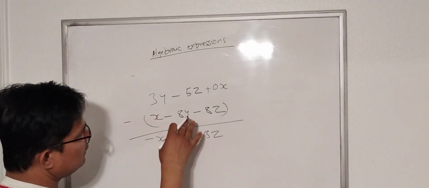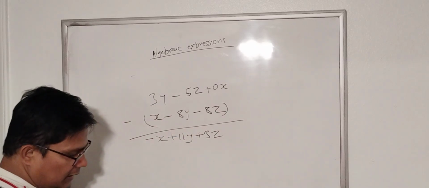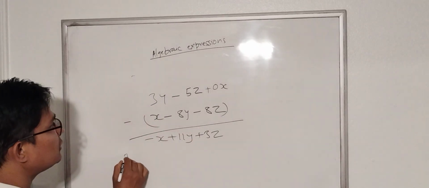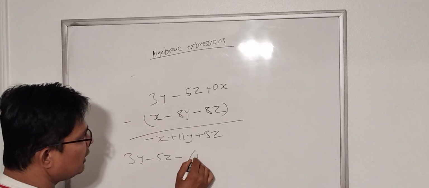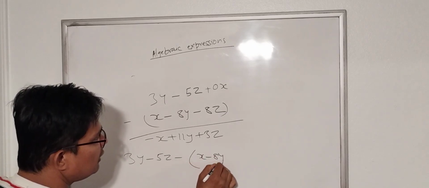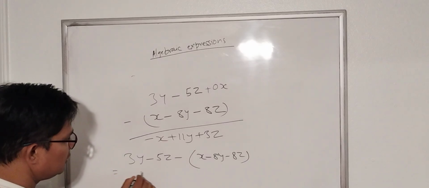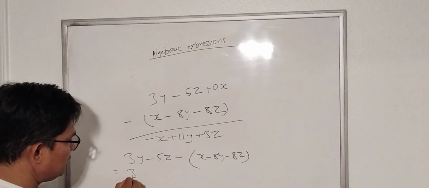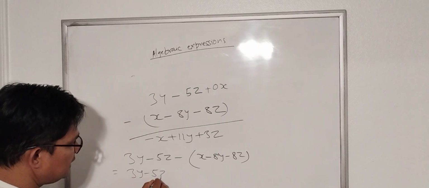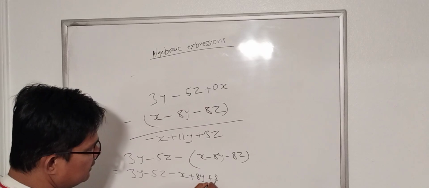There's another way to solve it. If you don't like this format, you can also do the same expression in this format. So 3y minus 5z minus x minus 8y minus 8z. Okay. So what you will do, you will take all these elements out of the bracket. So this will be 3y minus 5z minus x plus 8y plus 8z.